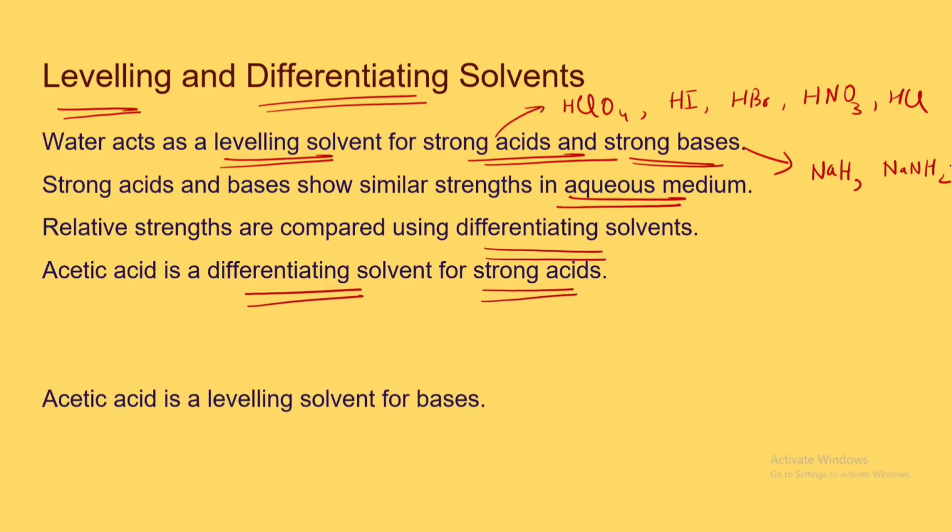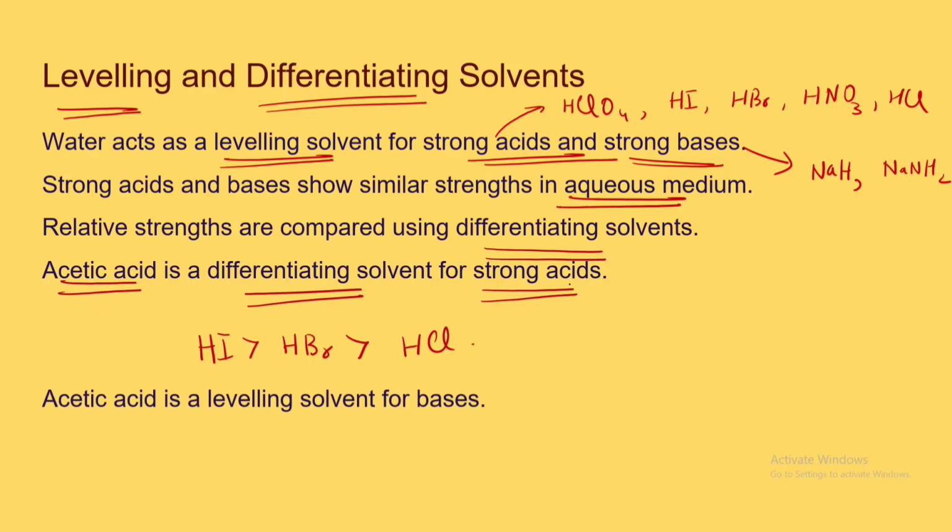Now, as I've told, acetic acid acts as a differentiating solvent towards the various strong acids, especially the halogen acids. So we can see that here the acidic strength is in this order. So acetic acid, for this purpose, is extensively used to determine the relative strengths of the strong acids, even for HClO4 or H2SO4, HNO3, and even the halogen acids, etc.